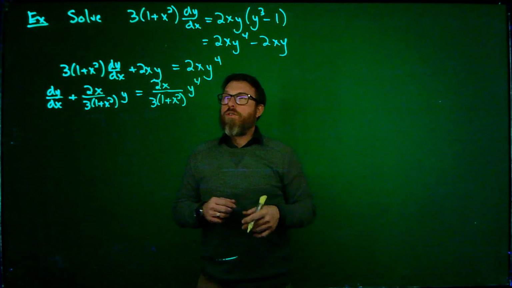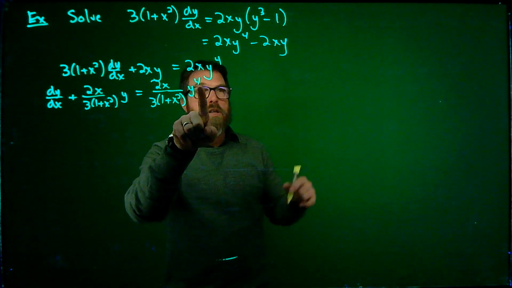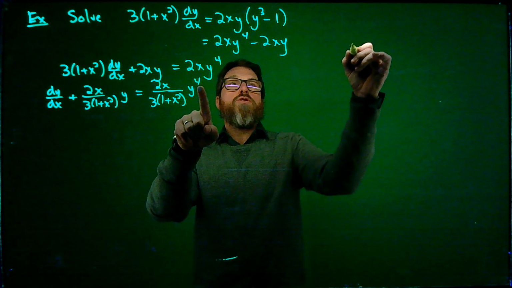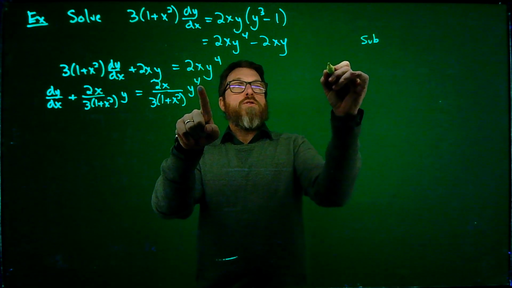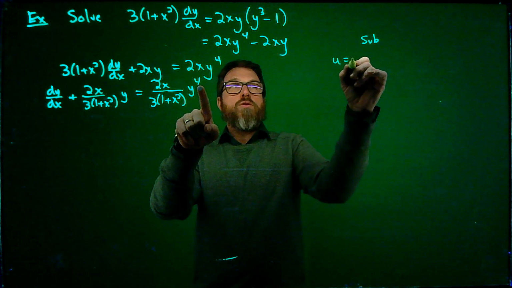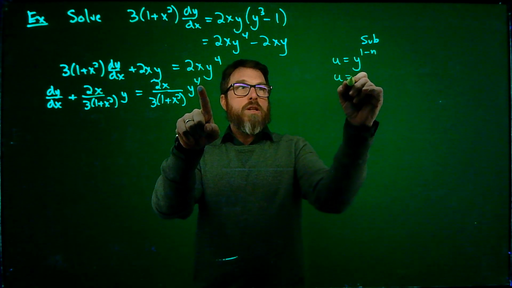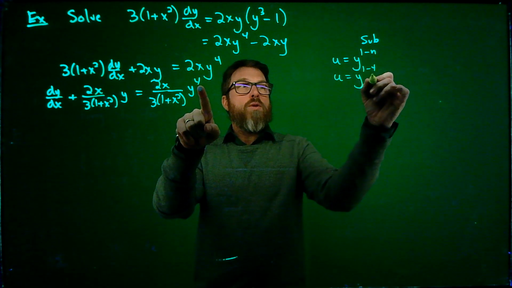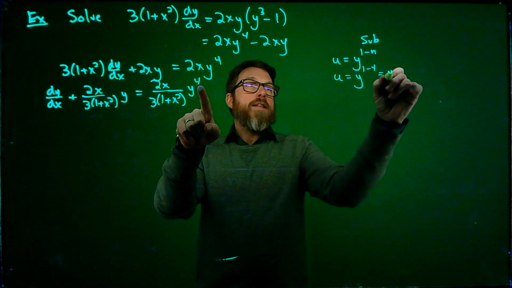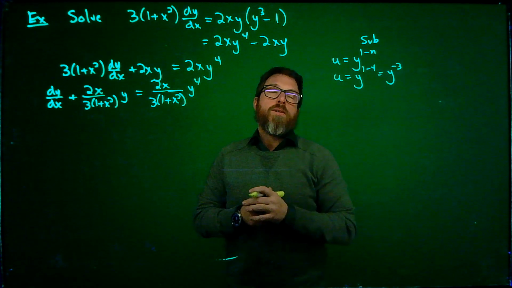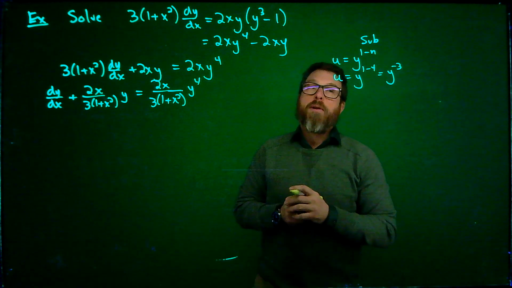Now this is Bernoulli's form. I know that the power is going to be 4, so using our substitution, u is equal to y to the 1 minus n, so n is 4, so u is going to be equal to y to the 1 minus 4, or this is going to be y to the negative 3, or y cubed in the denominator.